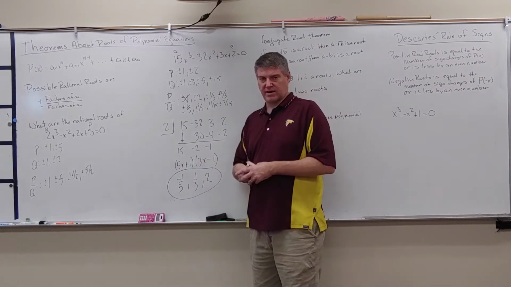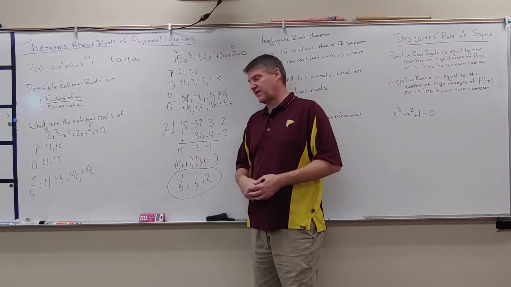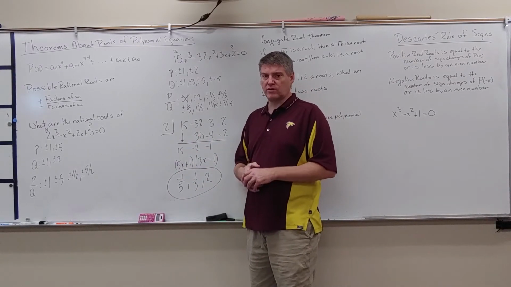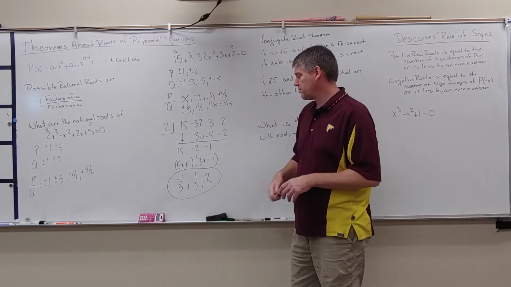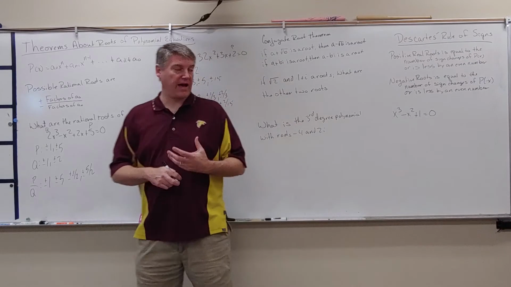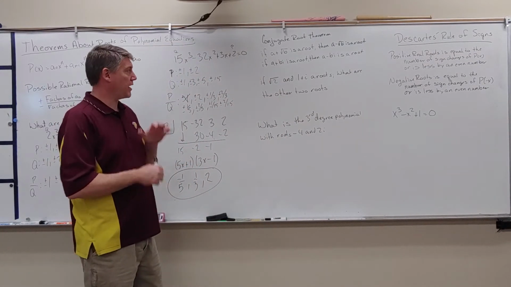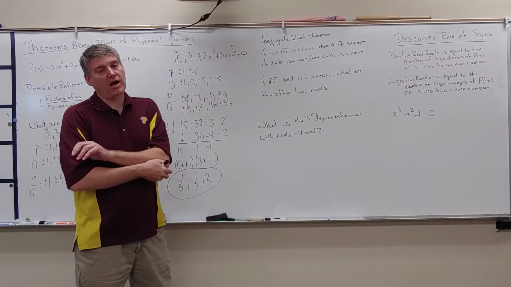And then I could have pared it down. But if I know that this factors right here and I can see that this factors, I might as well use that knowledge. Okay. So that's using the rational roots to find those zeros. Okay. Now the conjugate root theorem.